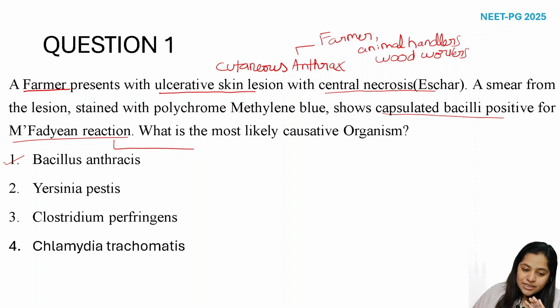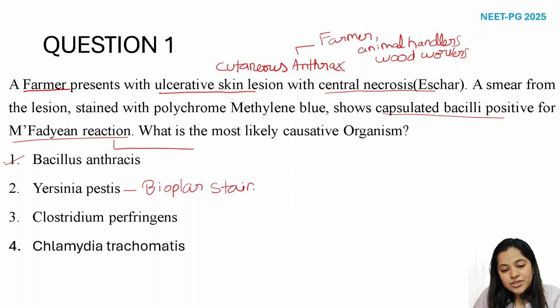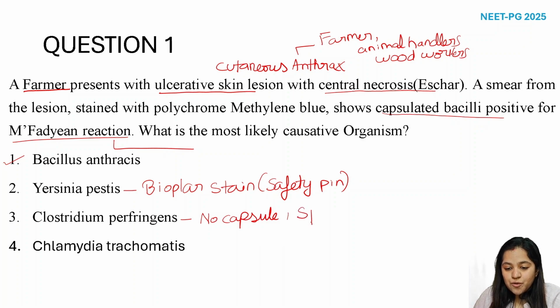Now let's rule out other options. Yersinia pestis, now it shows bipolar staining, okay, and it causes plague. It doesn't cause cutaneous anthrax. So it is a bipolar stain showing safety pin appearance. Okay, then your Clostridium perfringens, it causes gas gangrene and this organism doesn't have a capsule. This is a spore forming organism.